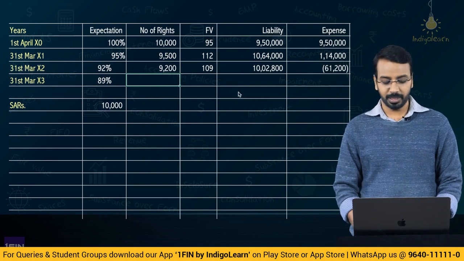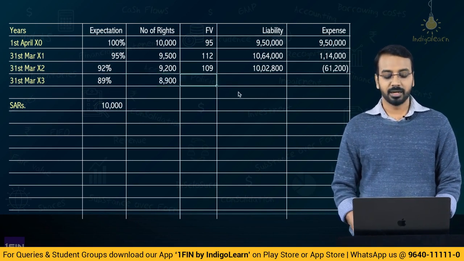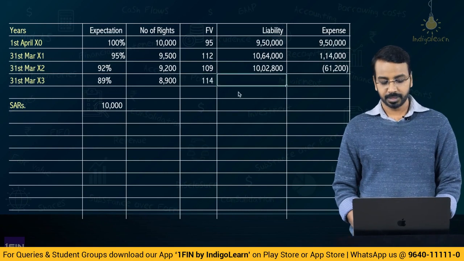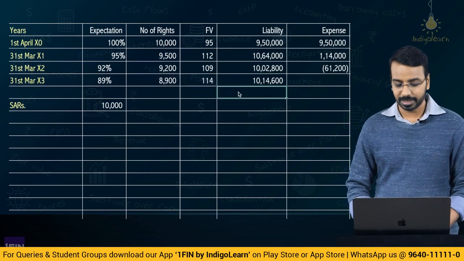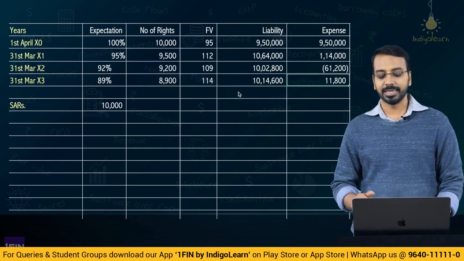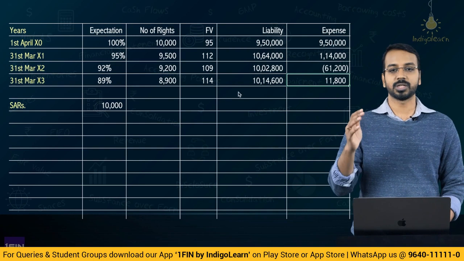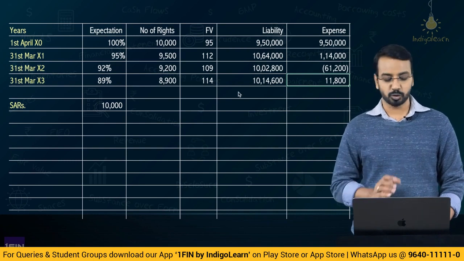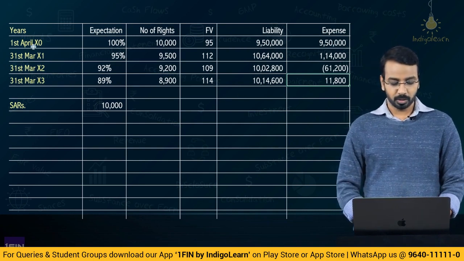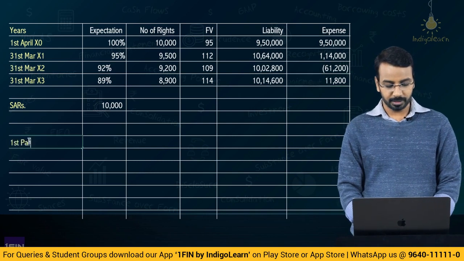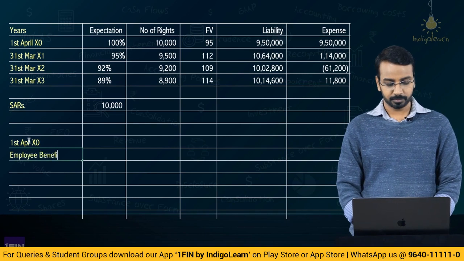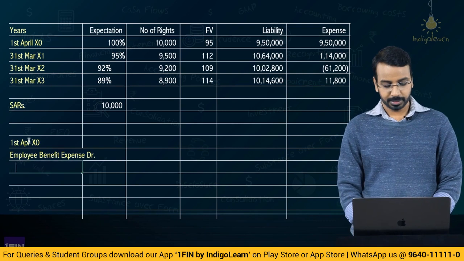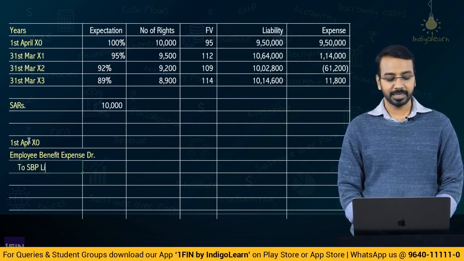Okay, number of rights will be 8,900, then fair value is 114. So the liability now will be 114 multiplied by 8,900, that is 10,14,600, and there is an increase in liability, that is 11,800, that has to be booked as an expense. So your entries will be on 1st of April of year 0, employee benefit expense debit to SBP, share based payment liability.